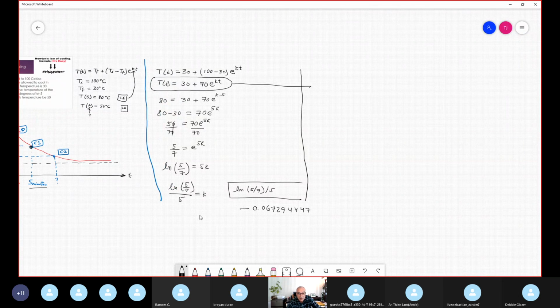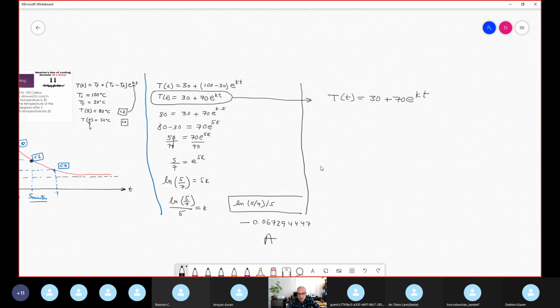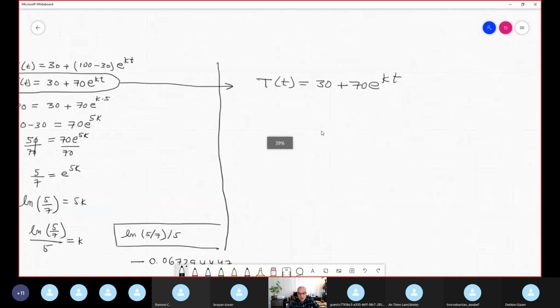What formula? That formula. I copy: temperature at any time t is equal to 30 plus 70 e to the kt. But the only value that I know very well is k, that I stored in the memory A. Okay, I need to find the time that corresponds with the temperature 50. So this temperature now is 50 degrees Celsius.